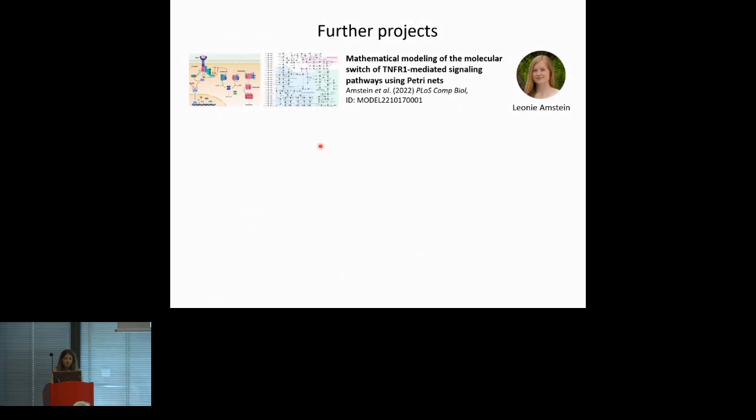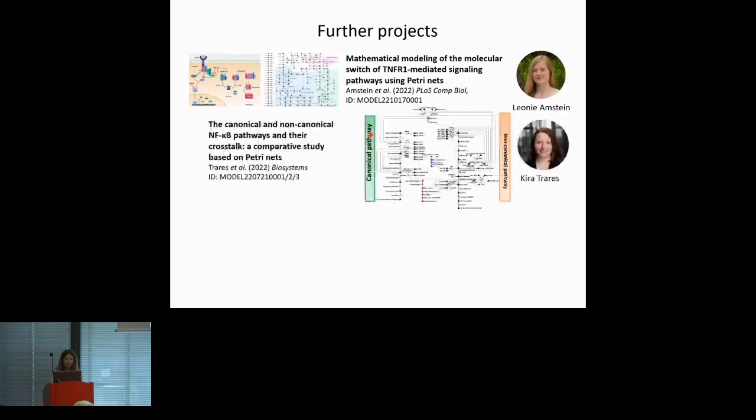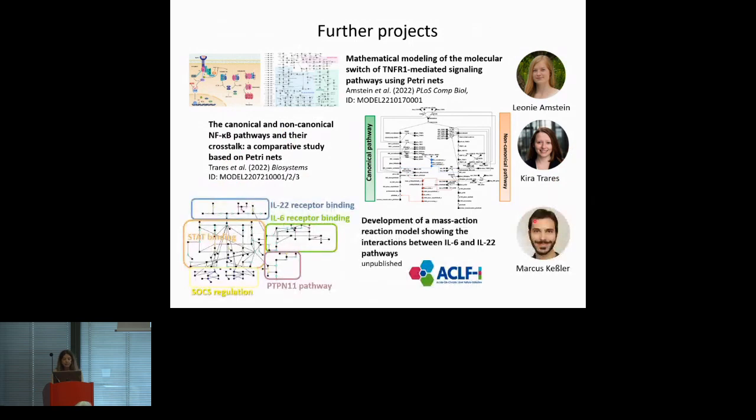So that is the first part. I just want to mention for the project, so the modeling of the TNFR1 mediated signaling pathway has been done by Leonie Amstein in her PhD thesis. We considered the canonical and non-canonical NF-kappa-B pathway and their crosstalks. And we released 3 models to the BioModels database, and that has been done by Kira Trares in her master thesis. And at the moment, Markus Kessler, who is postdoc, is working on the IL-22 and IL-6 signaling pathway.